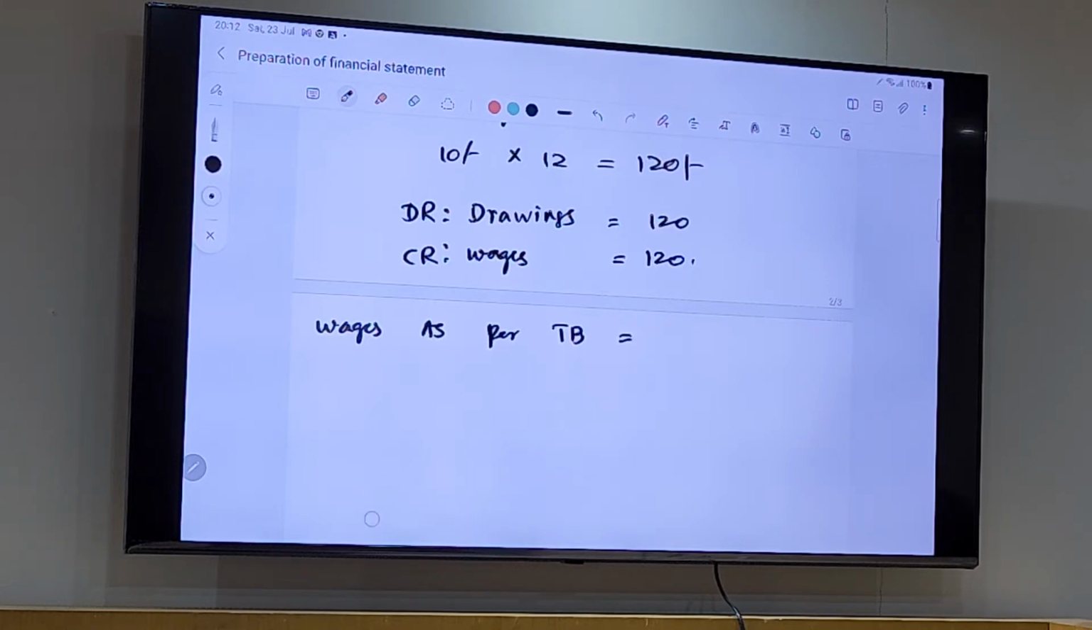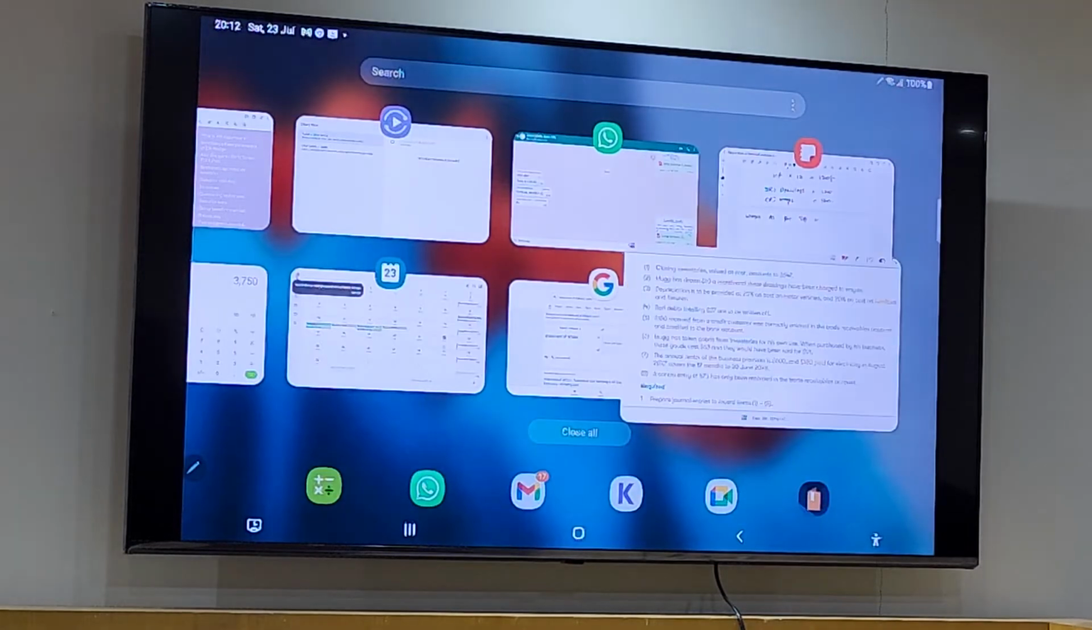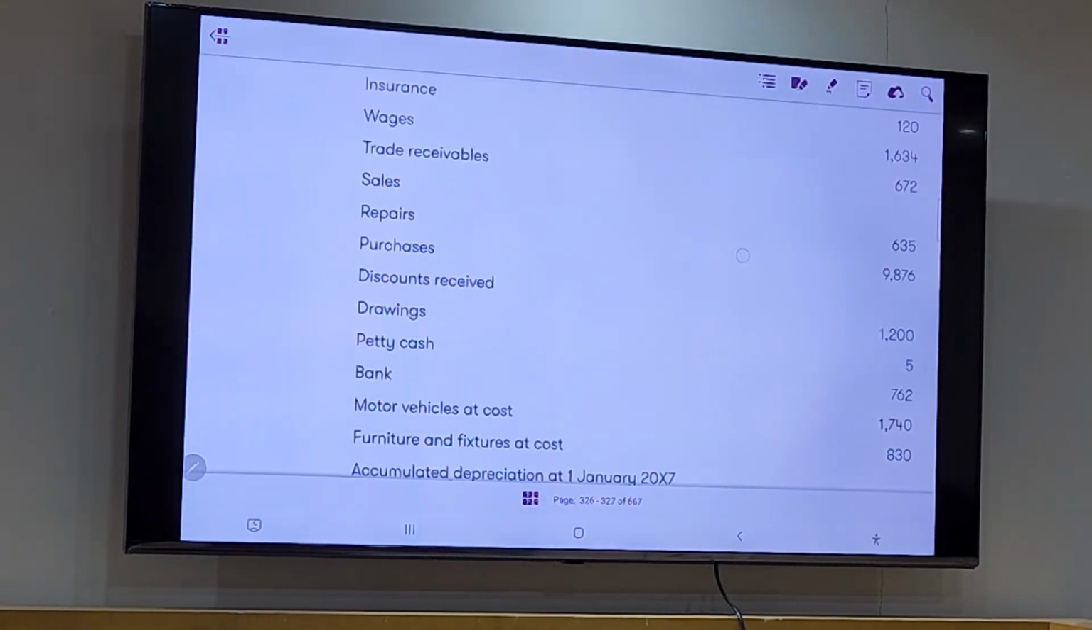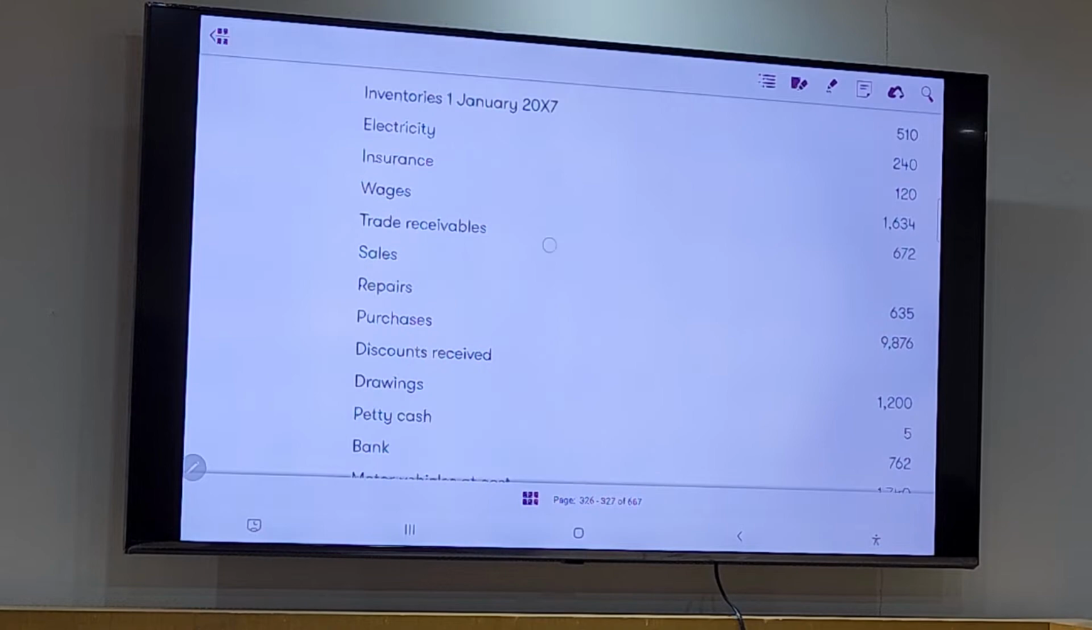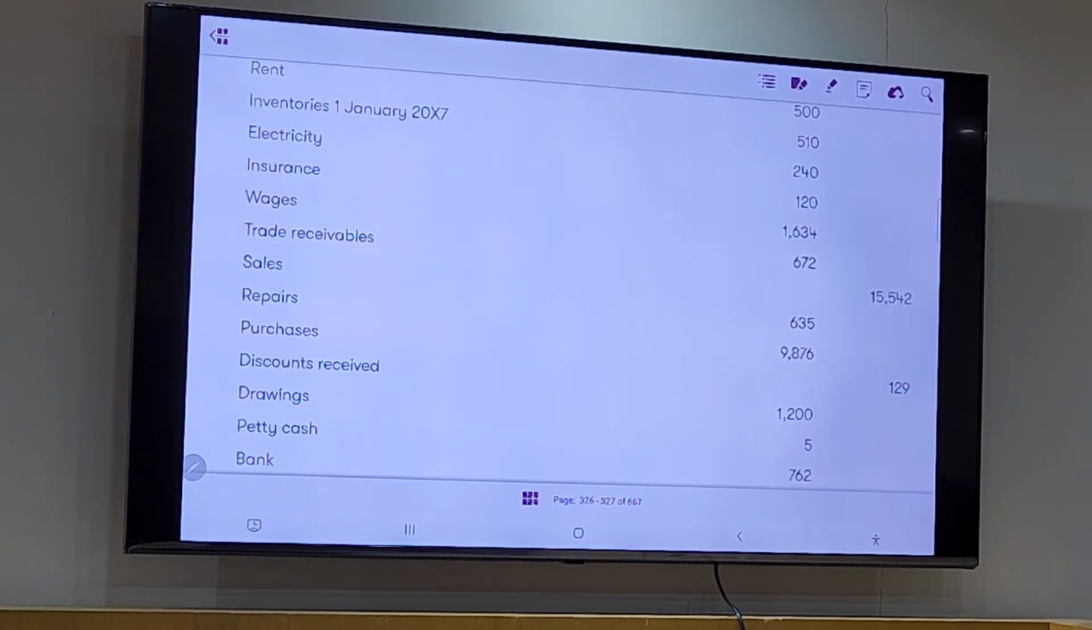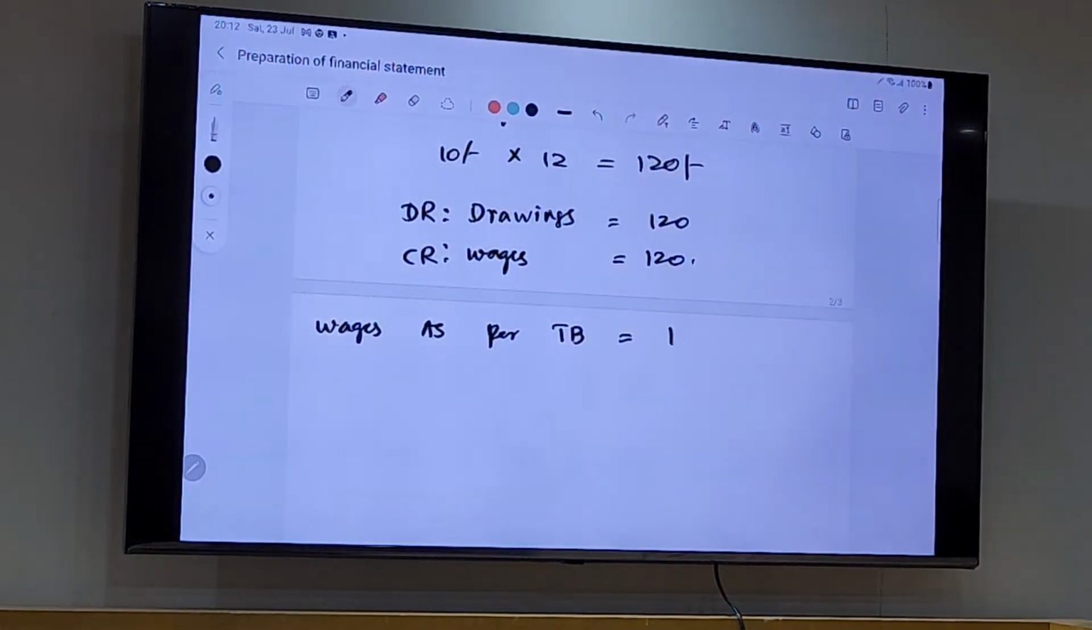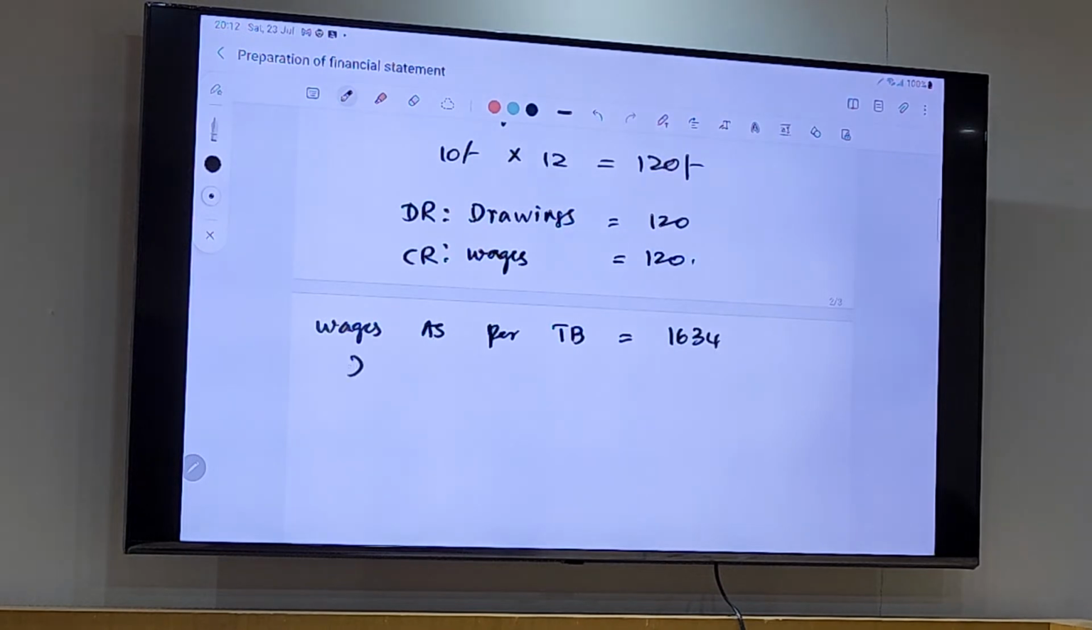So wages as per TV, how much? $1,624. Then drawings.